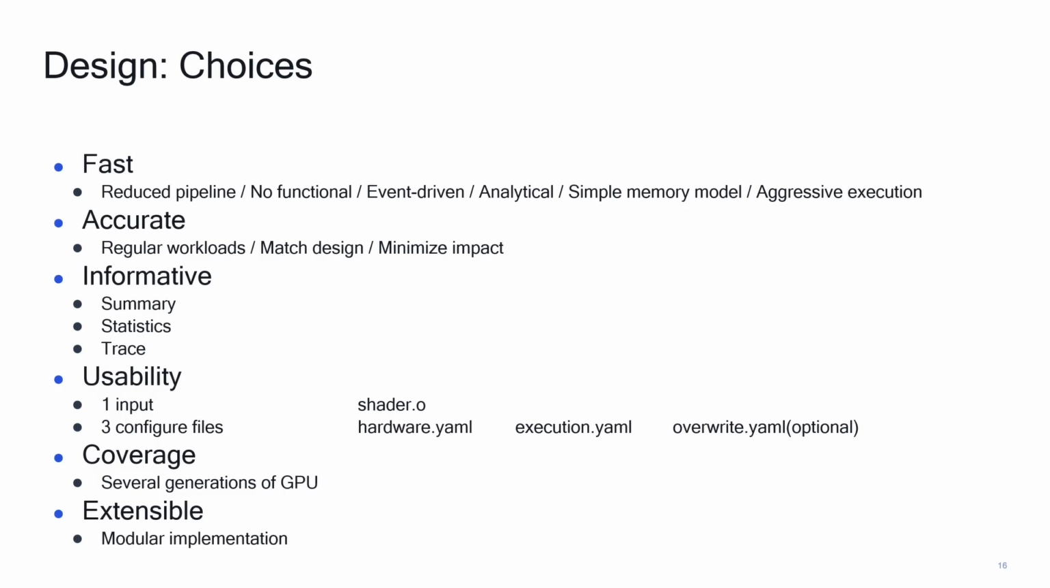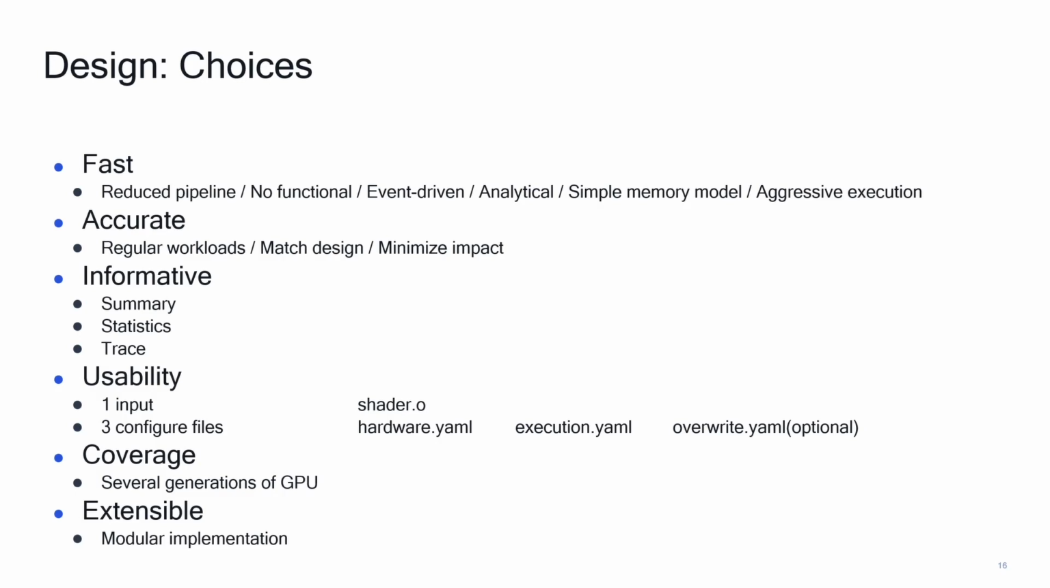The hardware configuration file is used to describe GPU hardware, such as register file size, resource bandwidth, and pipeline latency. The execution configuration file is used to set the number of waves to execute, the maximum simulation cycles, and PC trace. We also provide an optional software configuration file to override some simulation parameters, which by default are calculated from the shader objects file and the hardware description file. With these configuration files, we can easily cover several generations of our GPUs.